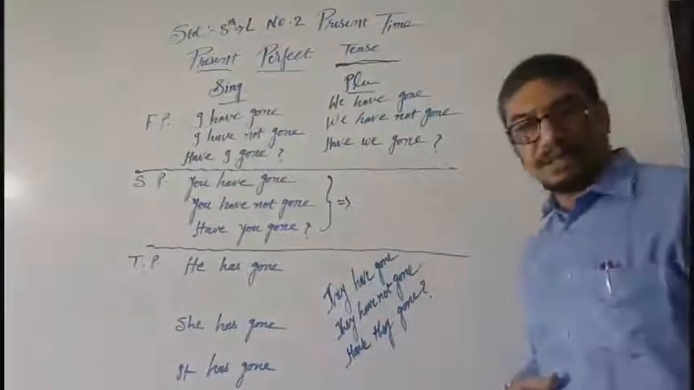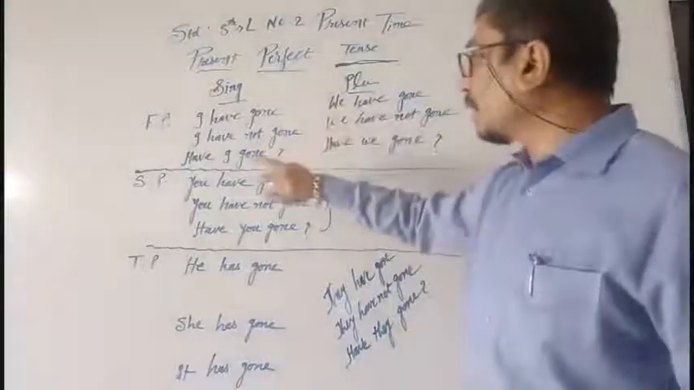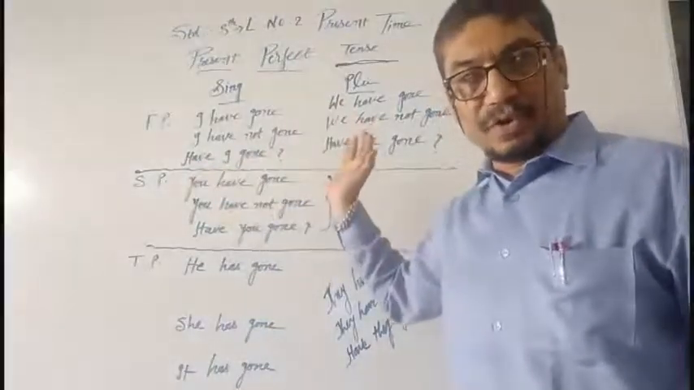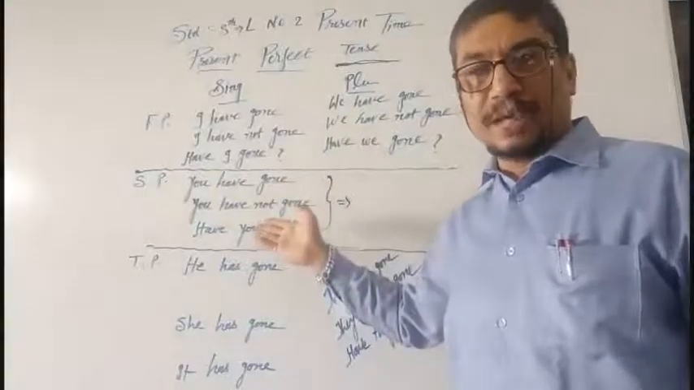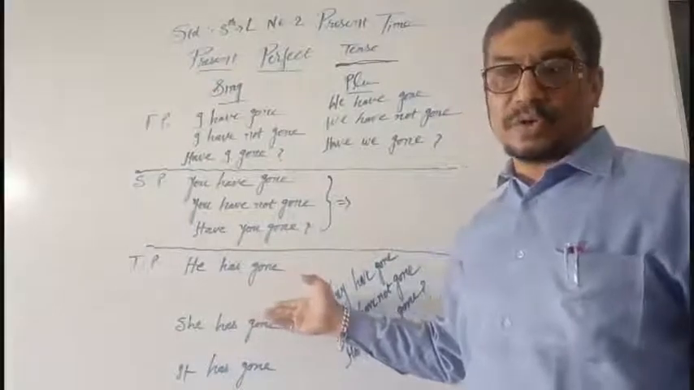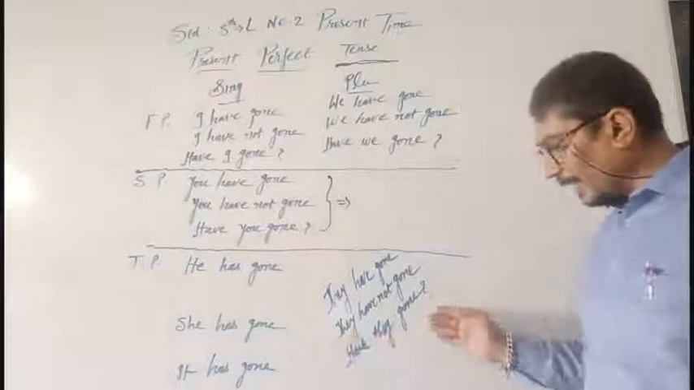Present perfect tense with the personal pronoun table, how it is. I have gone, I have not gone, have I gone? First person: we have gone, we have not gone, have we gone? You have gone, you have not gone, have you gone? Second person, third person: he has gone, he has not gone, has he gone? They have gone, they have not gone, have they gone?